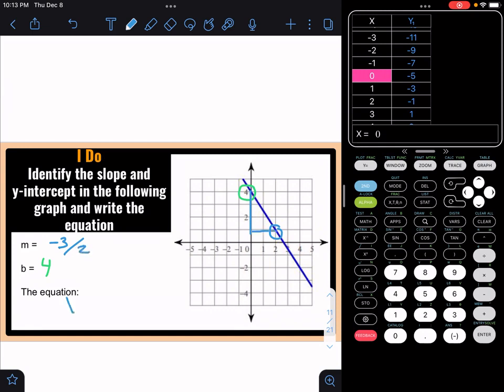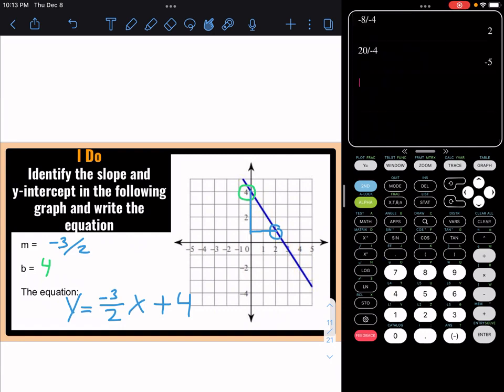So my equation is going to be y equals negative 3 over 2x. And because my y-intercept is positive, I'll put plus 4. And that is the first example of how we are going to write an equation given a graph where we need to find the slope and the y-intercept.